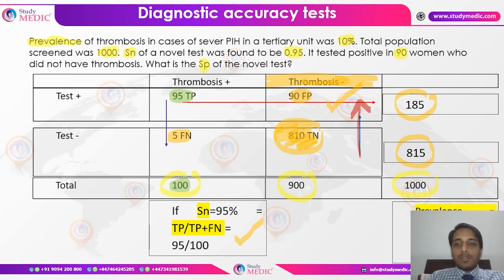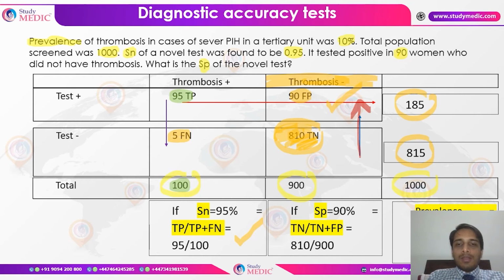This is true negative rate. That means true negative by true negative plus false positive. How many were tested negative? 810 out of 900 tested negative. Out of 900 without disease, 810 tested negative. So its specificity is 90%. So this is how, using two known values, we can calculate the other.